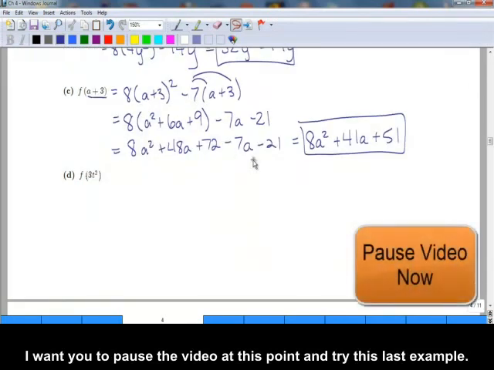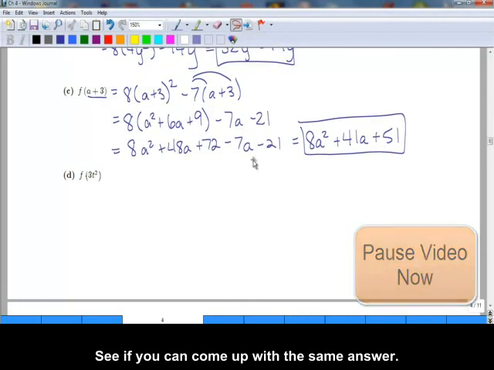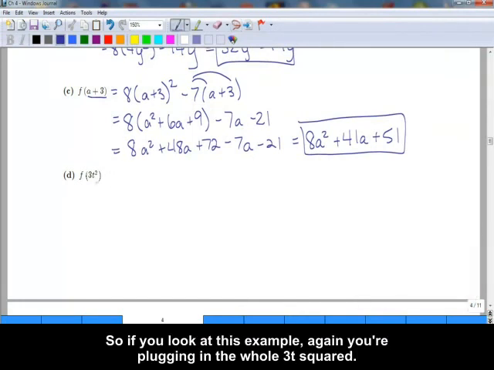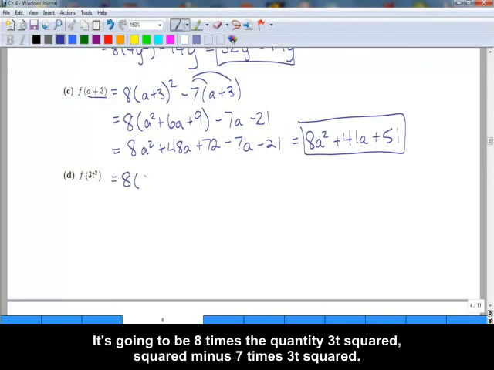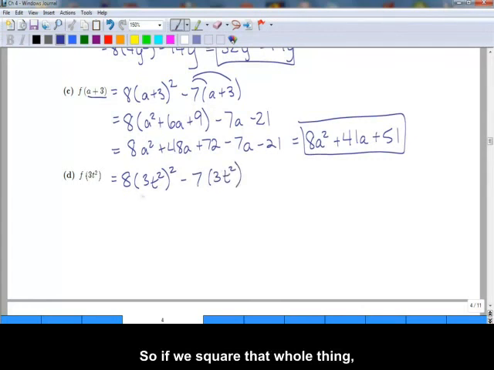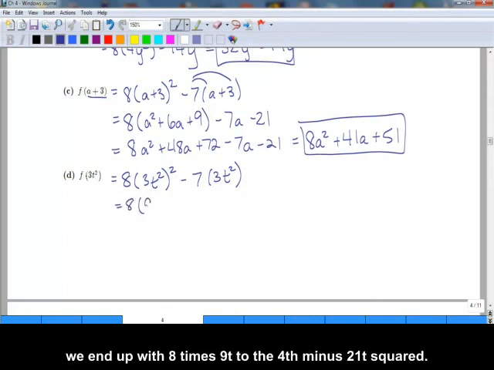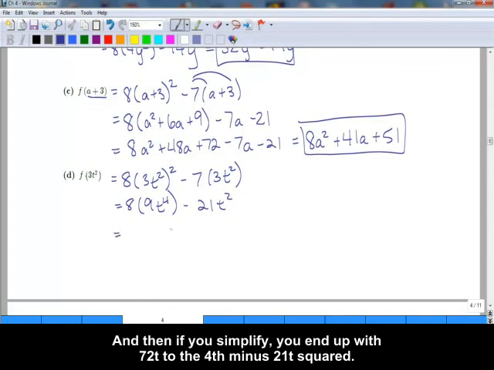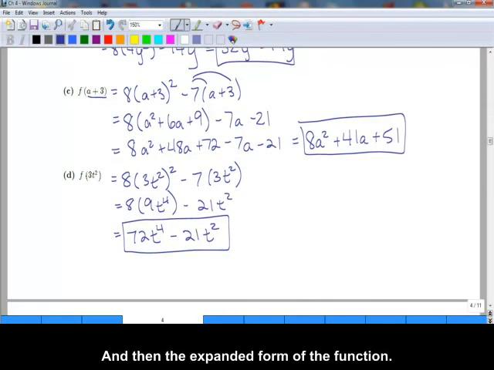I want you to pause the video at this point and try this last example. See if you can come up with the same answer. So if you look at this example, again, you're plugging in the whole 3t squared. It's going to be 8 times the quantity 3t squared, squared, minus 7 times 3t squared. So if we square that whole thing, we end up with 8 times 9t to the 4th minus 21t squared. And then if you simplify, you end up with 72t to the 4th minus 21t squared. And that is the expanded form of the function.